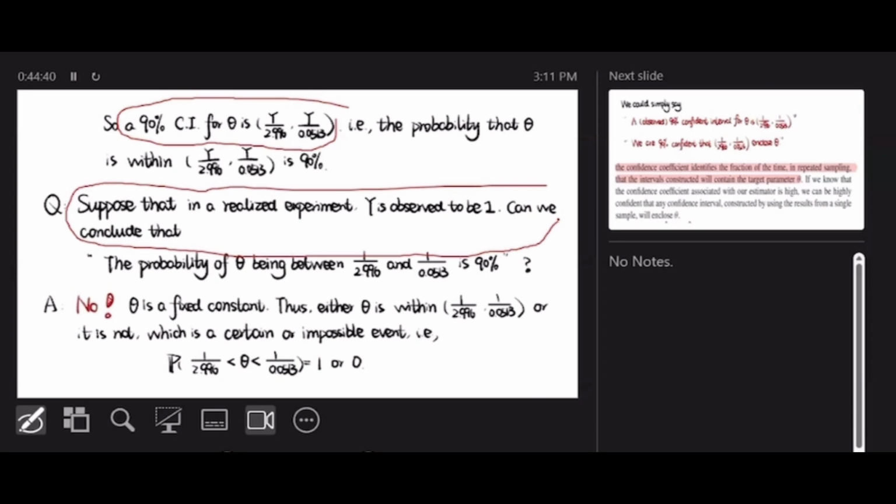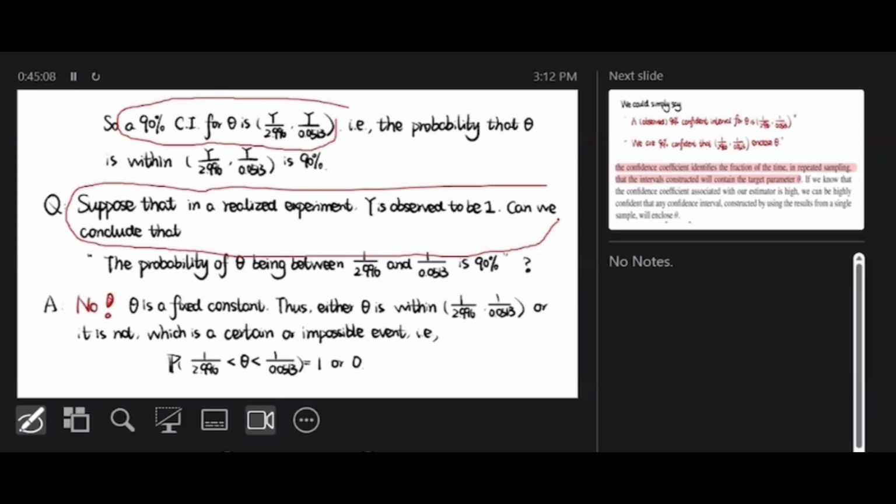Does that make sense? And that is why we normally want a very large sample size. That's why we have the law of large numbers that will ensure the convergence of a point estimator to the population parameter. So no, because theta is a fixed constant. Thus, either theta is within or it is not, which is a certain or impossible event.